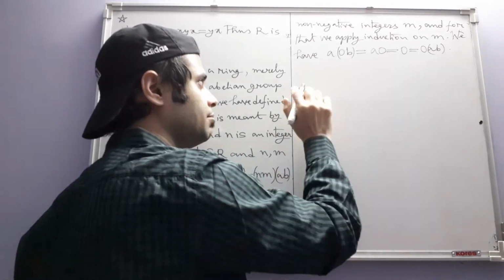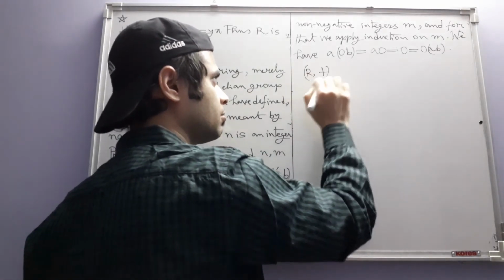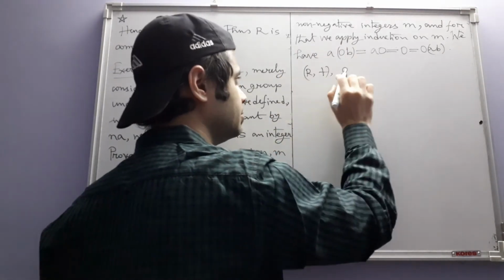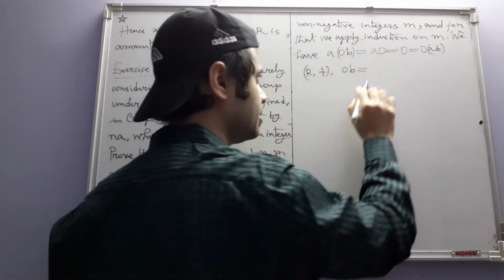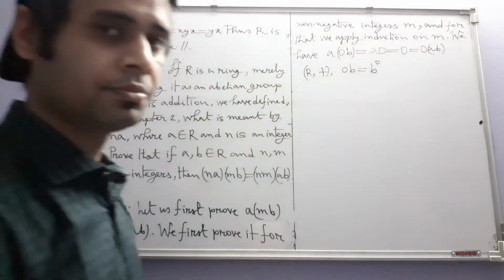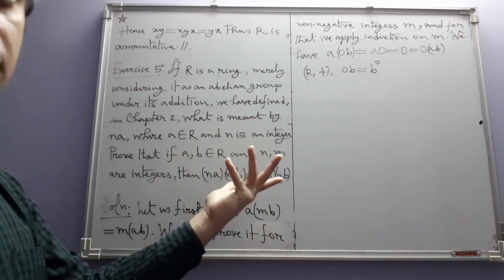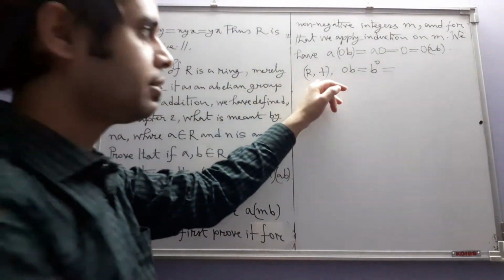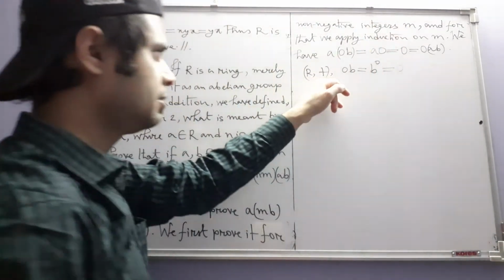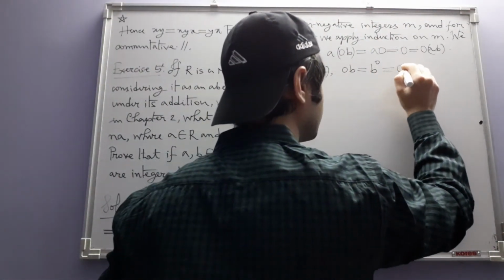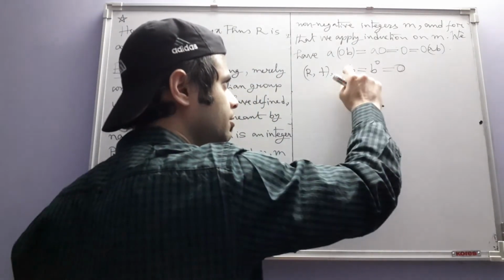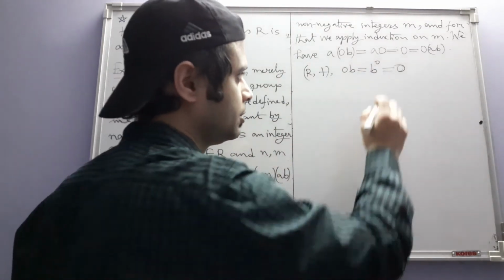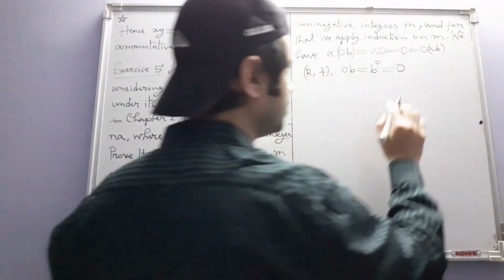Now what is 0b in this additive group? Let's go back to that. In this additive group, 0b means nothing but b to the power 0. And b to the power 0, according to our definition in the group, is the identity element in this group. And what is that? That is the 0 element in the ring. Note the difference between this 0 and this 0. These two zeros are the ordinary integer zero, but this is the zero element in the ring.